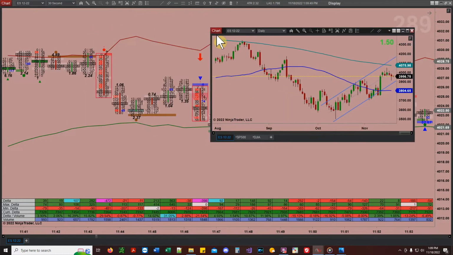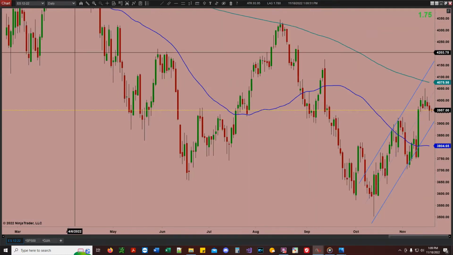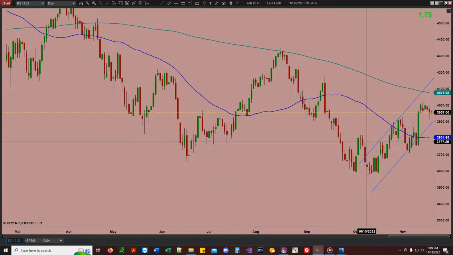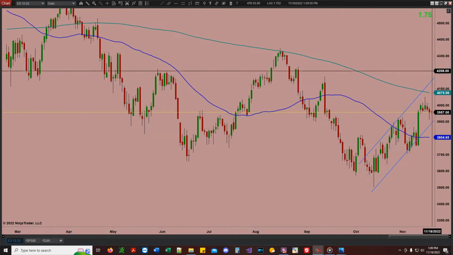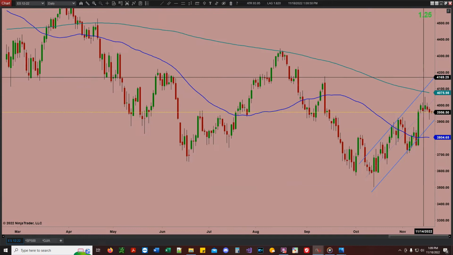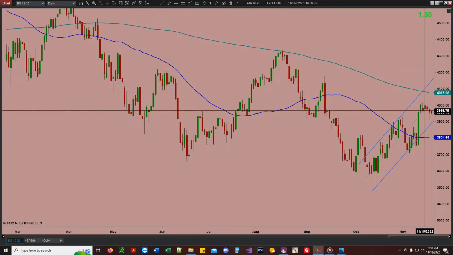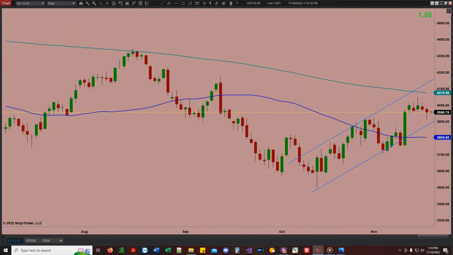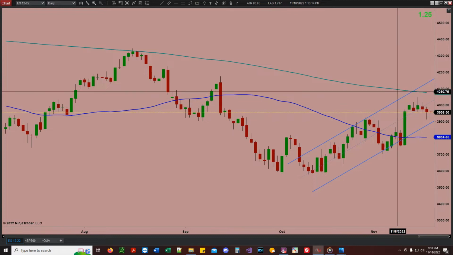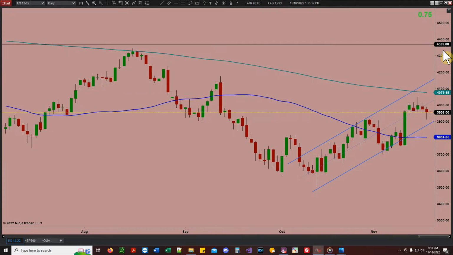Okay? Now, this particular chart right here is a daily E-mini. I draw my channels, and let's look at the 15th, by the way. The 15th was an up day. It looked like a hangman, but that was an up day. So my bias for the day would have been to only take long trades.